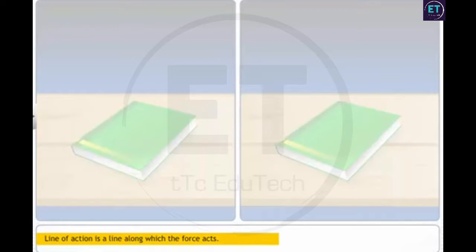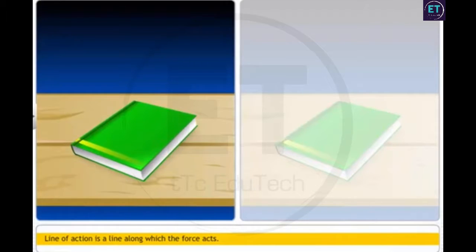Line of action is a line along which the force acts. Consider a book kept on a table. Do you think it exerts any force on the surface of the table? Doesn't look like it, does it? In fact, its weight acts as a force downwards on the table. You can say that the line of action of force is downwards.